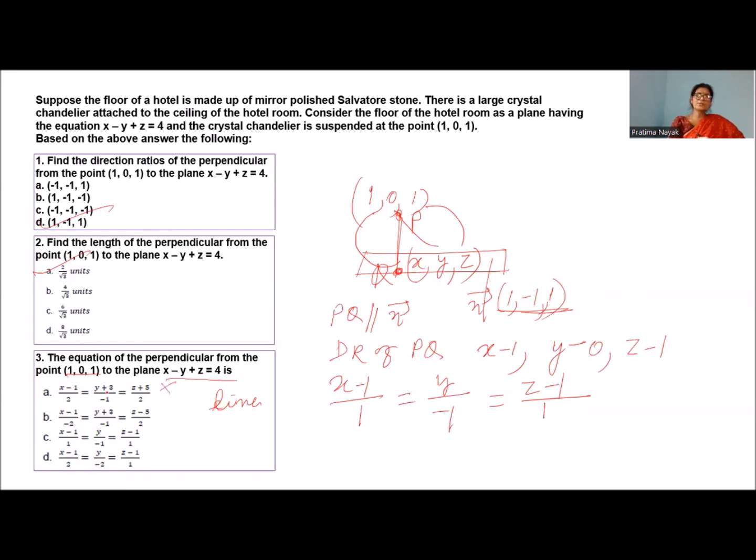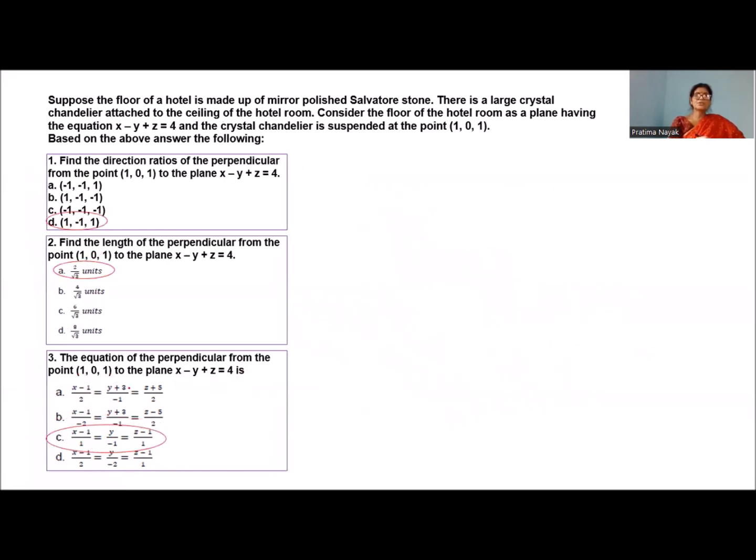So now you have to identify where the answer is. A is not the answer because it has y plus 3; we are getting a single y here. So either C or D will be the answer. Now checking C: (x minus 1) upon 1, y upon -1, (z minus 1) upon 1. So C is the answer of this question. So we did 3 parts. First part B is the answer, second part A is the answer, third C is the answer.